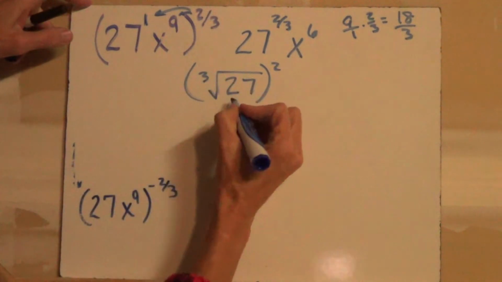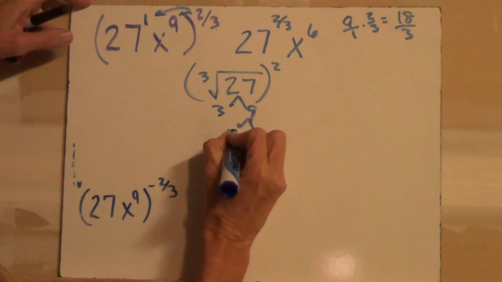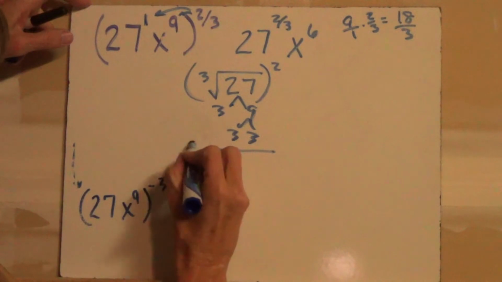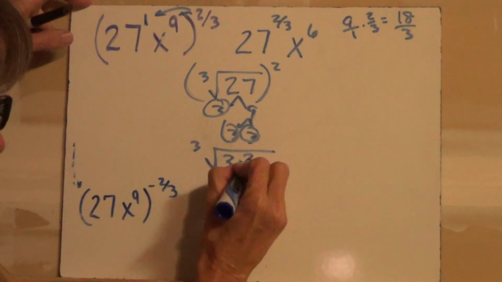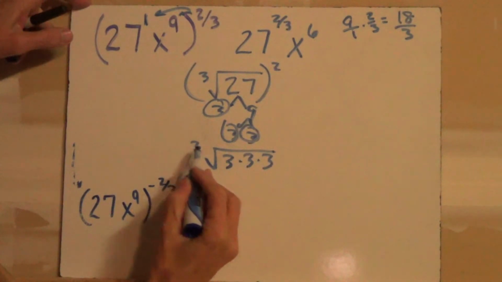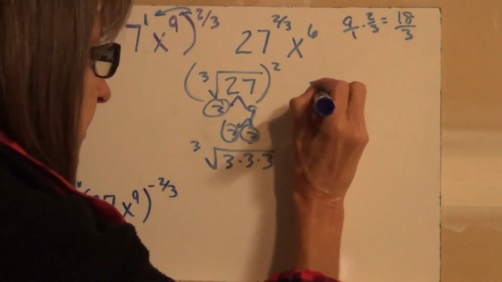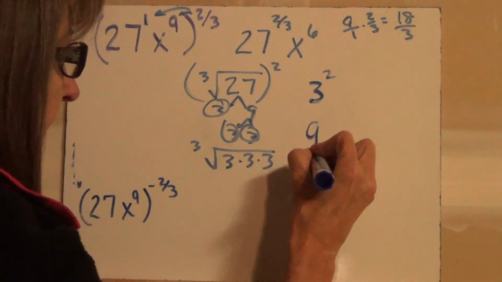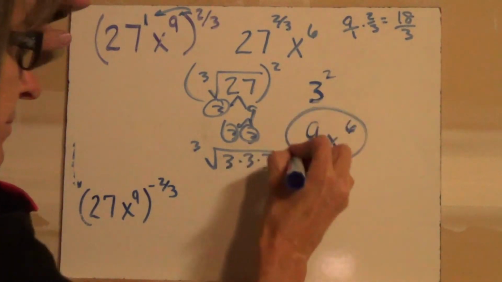Cube root of 27, we break that down. 3 and 9, 3 and 3. And if you remember back to Algebra 1, cube root, and we have 3 3's. Takes 3 to get 1 out, so we know the cube root of 27 is 3. Now we bring in the square. 3 squared is 9. So our final answer is 9x to the 6th.